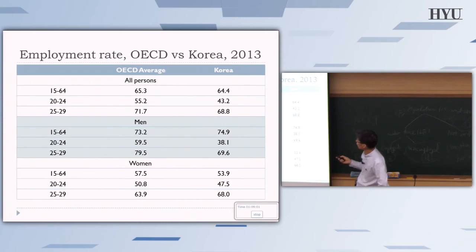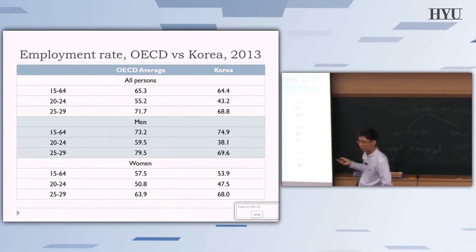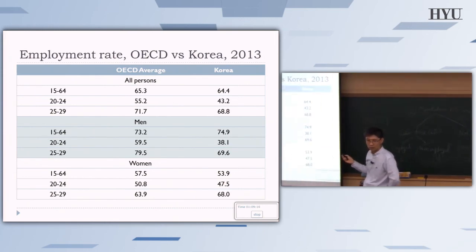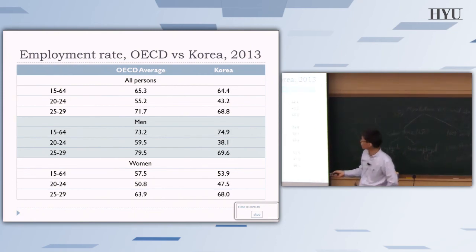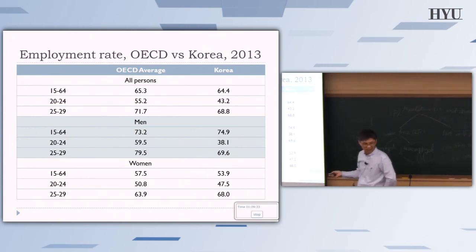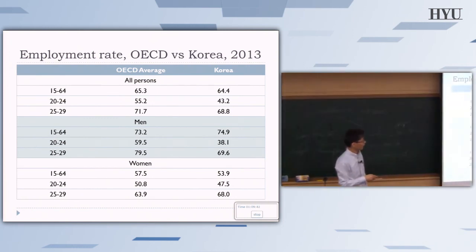Okay. So OECD average 65%, Korea is 64%. For 20 to 24, OECD 55, Korea is 43. You see? There is about 12 percentage point difference. So young people group, 70 to 69. For women, if you look at women, generally low side, okay, except for this, 25 to 29, OECD is 64, Korea is 68. Okay? But overall, it's lower because the older groups have lower employment rate. For men, overall, it's okay, 73, 75.